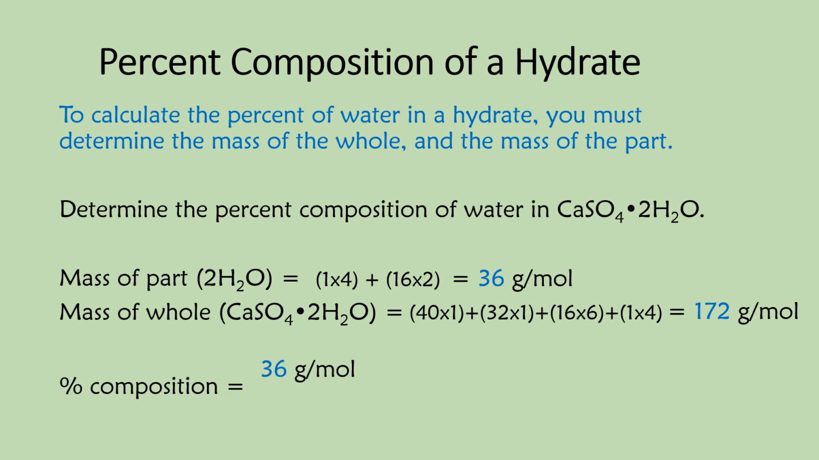So now you can just use the same equation that we used before for the percent composition by mass. So that would be the mass of the part, which is 36 grams per mole, divided by the mass of the whole, which will be 172 grams per mole. Plug that and times 100, definitely, because it's a percentage. And then plug everything in your calculator. The final answer turns out to be 20.9%. So that is how much water you have in this molecule when it's a hydrate.